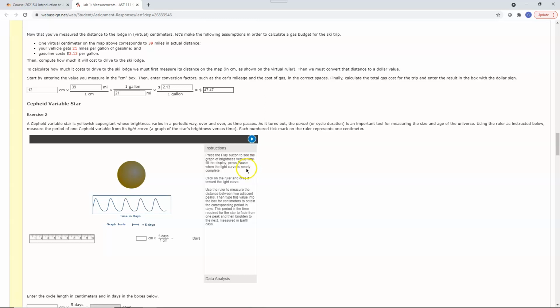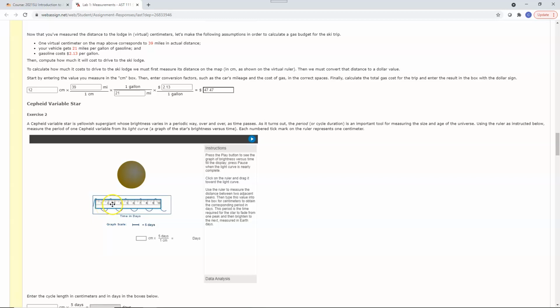Let's stop it right there. What you want to look at is from peak to peak. How far is it from peak to peak? Now, if I take this and move it again, you notice that 1 centimeter equals about 5 days. And that's what it says right there. Well, how far is it from this peak to that one? So let's take this. I'm going to put that right on that peak there.